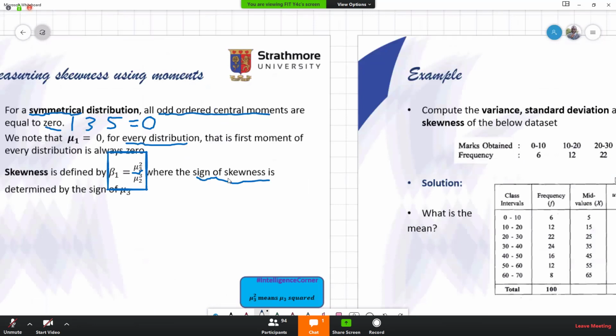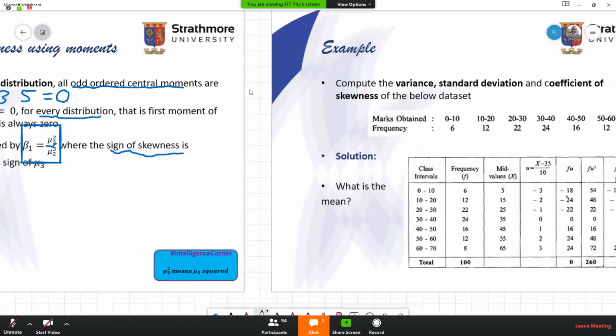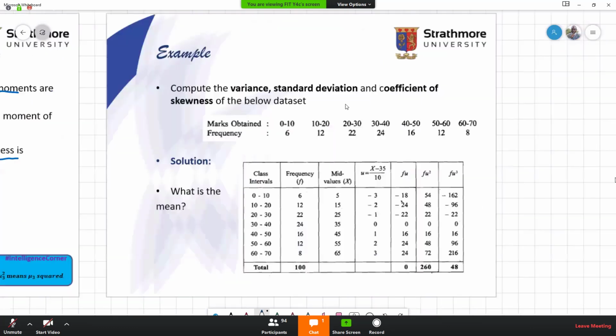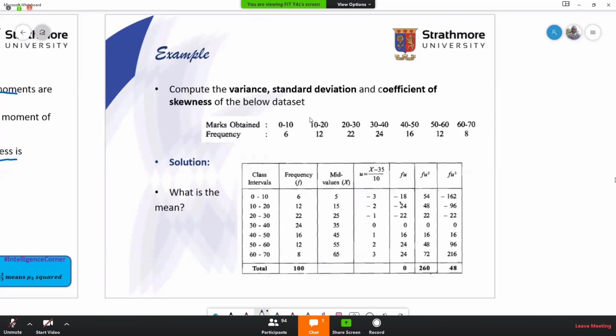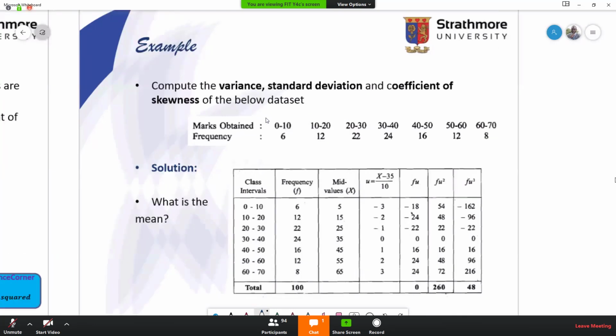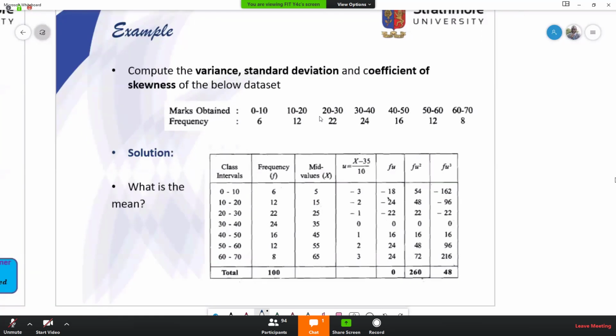Fine. So we can have this example. You can look at it. Compute the variance, standard deviation, and skewness of the following data set. So this is the data set. Let's say I'm given 0 to 10 with a frequency of 6, 10 to 20, 12, and so on and so forth. Then I am asked to compute variance, standard deviation, and skewness, whether this distribution is positively skewed or negatively skewed. So we are going to go through this together very fast.